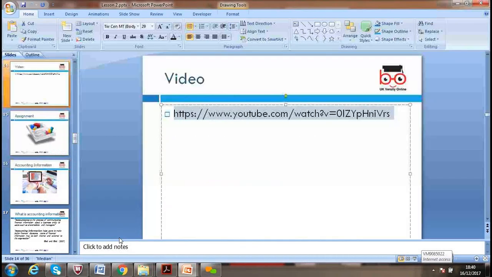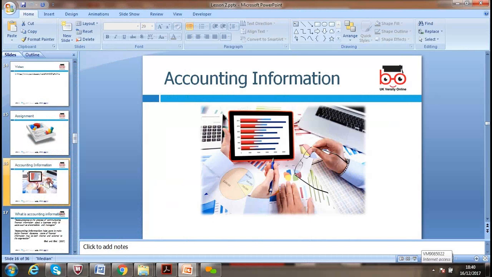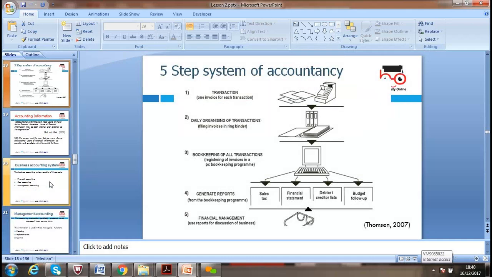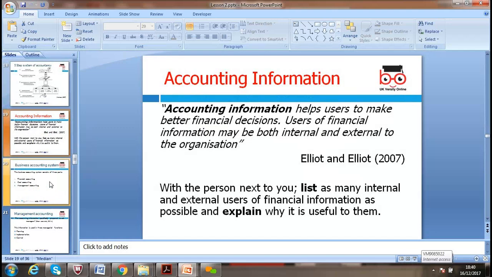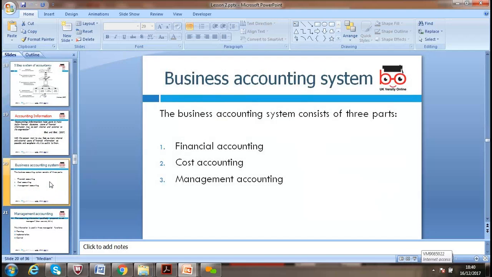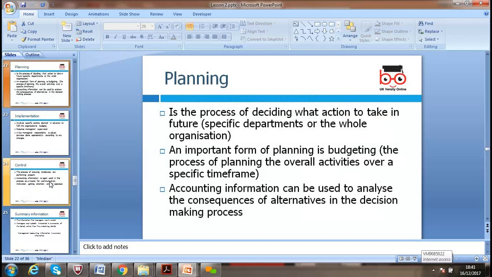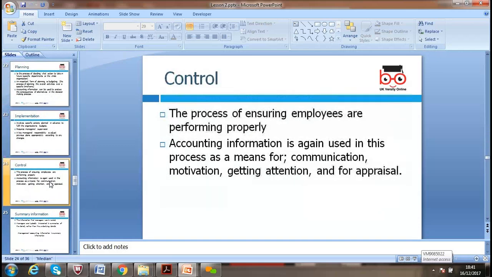The learning outcome is really to provide accounting information as well. Accounting, we discuss, is the process of communicating financial information about an entity. It's a five-step accounting transaction that records daily, and we can share it by using the software. Business accounting systems like financial accounting, cost accounting and management accounting are used for planning, implementation and control purposes, like how many employees. So we can do the reporting to control it.